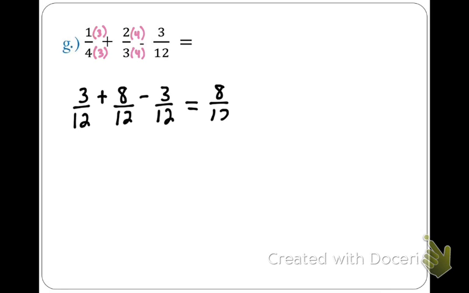Okay, is that reduced? No. What can go into an 8 that can go into a 12? 2. A 4 is the biggest one. So if I divide by 4 on top and bottom, what is it reduced to? 2/3. 2/3 is the correct answer.